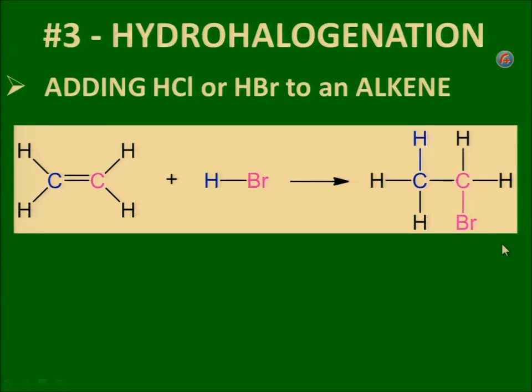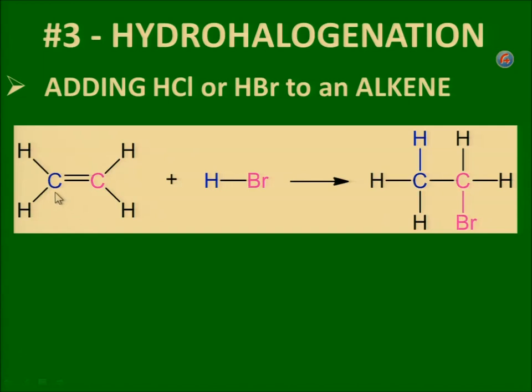Your third addition reaction is hydrohalogenation. Here we are adding a hydrogen and a halogen. That can be hydrogen chloride or hydrogen bromide to an alkene, of course.